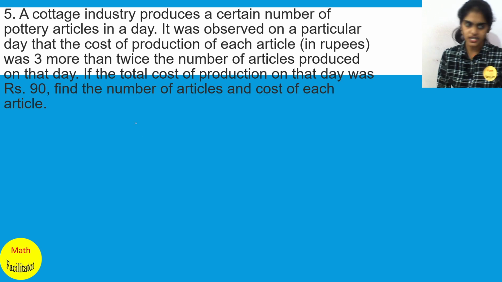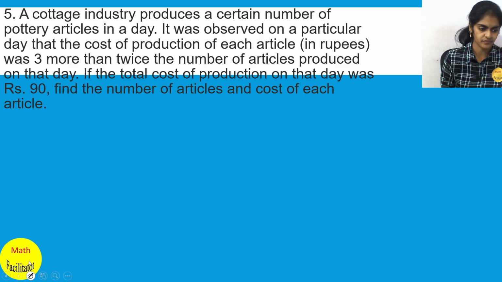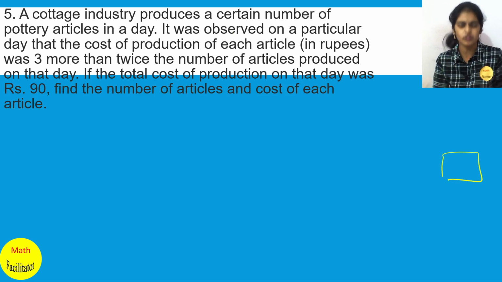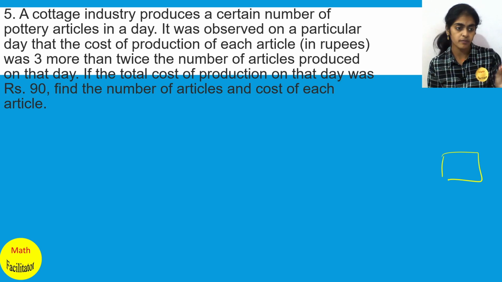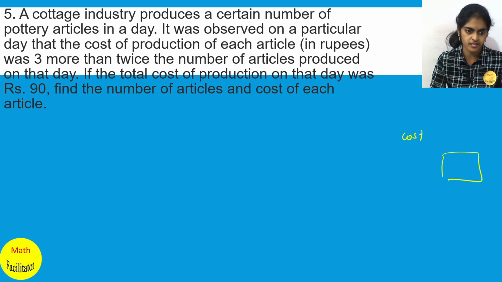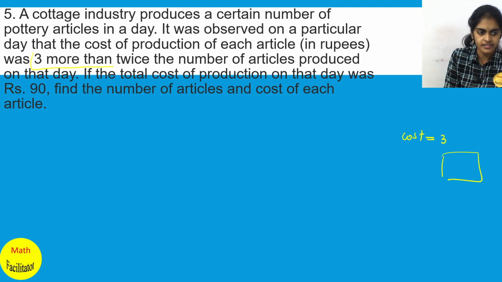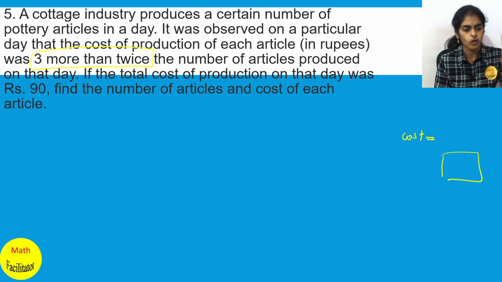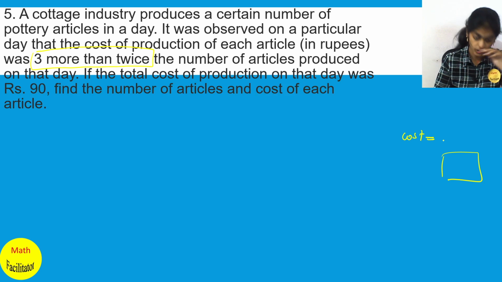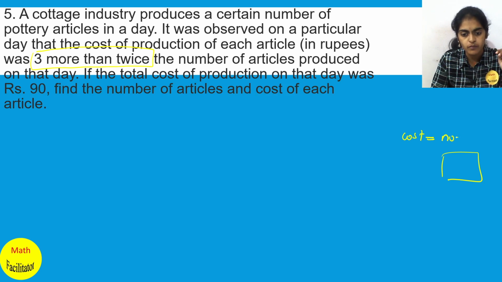Okay, the next question. A cottage industry produces a certain number of pottery articles. So there is a cottage industry, a small industry. It produces pottery articles in a day. It is observed on a particular day that the cost of production of each article is equal to 3 more than twice the number of the articles produced. So cost of article, can you tell me what are the two things compared here? Cost of article is compared with the number of articles.